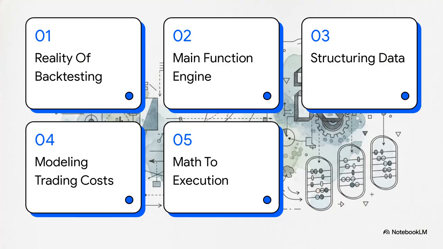Here's our game plan for this explainer. 1. The reality of backtesting. 2. The main function engine. 3. Structuring and adjusting data. 4. Modeling real trading costs. And 5. From math to execution.